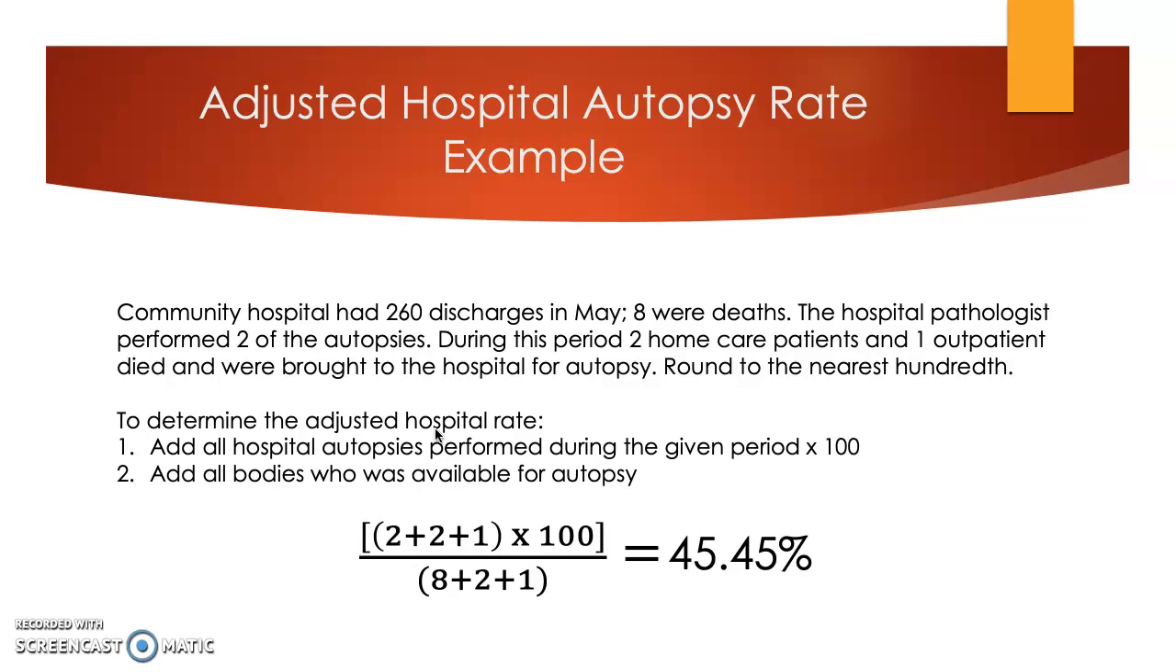So to determine this, the numerator we know is the autopsies performed. So we add the 2 performed by the hospital pathologist, the 2 home care patients, and 1 outpatient. We've included the 100 in this calculation for the percentage conversion. And the denominator we know to be all bodies available for autopsy, which are the 8 deaths, 2 home care patients, and 1 outpatient death. When that calculation is performed, our final answer is 45.45%.